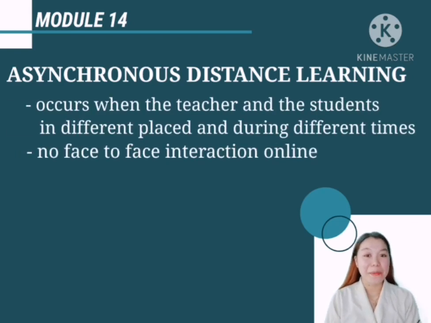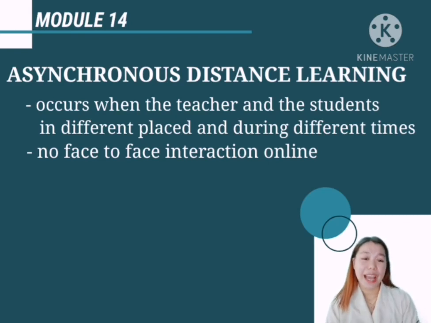Asynchronous distance learning is a learning event which happens when the teacher and the learners interact in different places and during different times. It means that there is no face-to-face interaction online because the tasks and assignments are given by the teacher and the students will finish them through a given schedule. Like for instance, in our English 152. Another example is whenever our teacher gives us a performance task like a video presentation task, and it will be passed next week. So those examples are asynchronous distance learning.